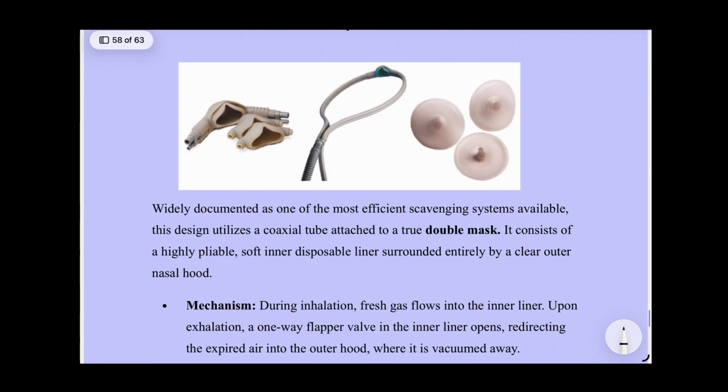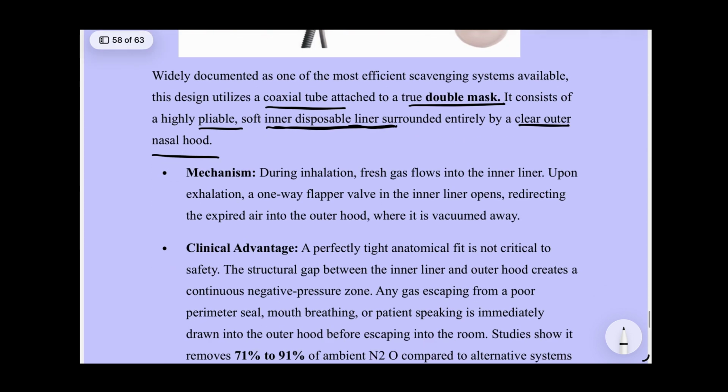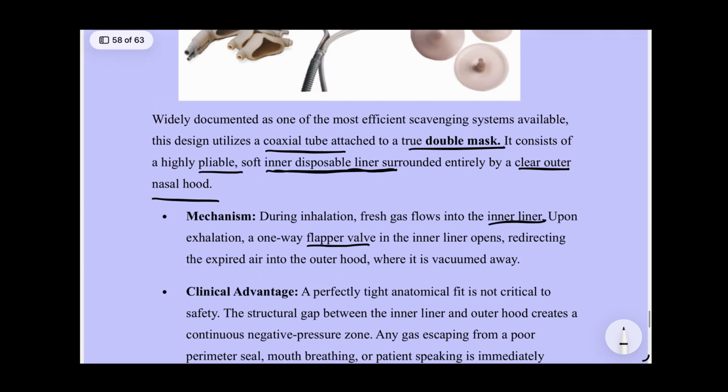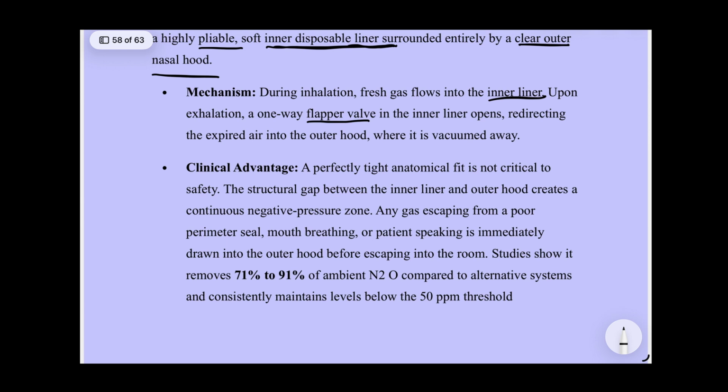Then the Porter-Brown double mask system, widely documented as one of the most efficient scavenging systems available. This design utilizes a coaxial tube attached to a true double mask. It consists of a highly pliable soft inner disposable liner surrounded entirely by a clear outer nasal hood. The mechanism is, during inhalation, fresh gas flows into the inner liner. Upon exhalation, a one-way flapper valve in the inner liner opens and redirects expired air into the outer hood, where it is vacuumed away. The clinical advantage: a perfect anatomical fit is not critical to safety.